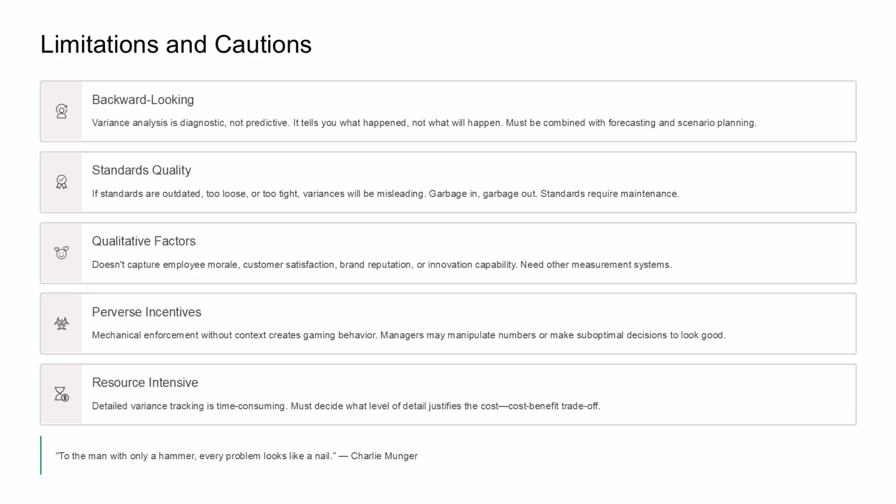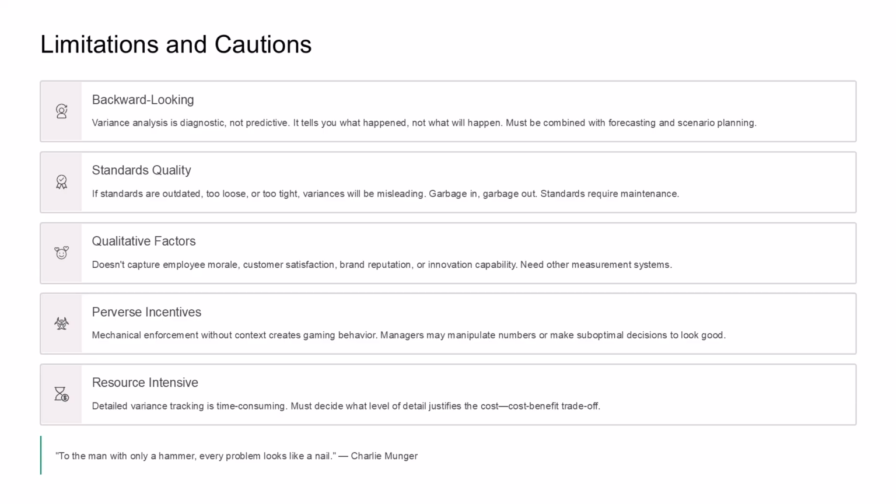Limitations and cautions. What variance analysis can't do. Variance analysis is powerful, but it's not magic. It has limitations you need to understand. First, variance analysis is backward-looking. It tells you what happened, not what will happen. It's diagnostic, not predictive. You need to combine it with forward-looking tools like forecasting and scenario planning to manage proactively.